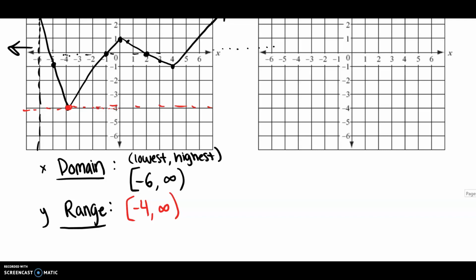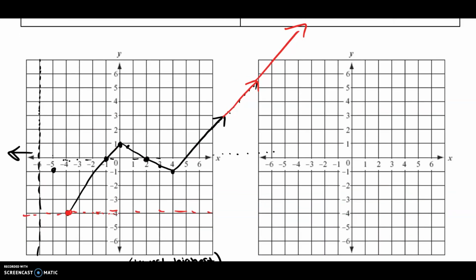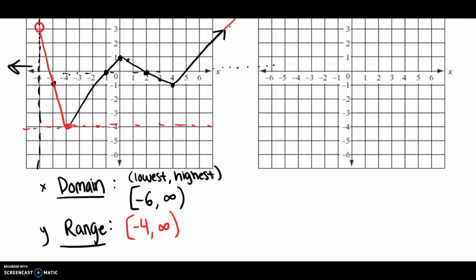Just a little tidbit of information: you may see some examples that aren't included, which is why I made sure to mention that. So let's say it looked like this, and you had an open circle there. Just like on a number line, you wouldn't include that value. So instead of a bracket, that would be a parenthesis. It just depends on what you have in your graph. I filled that in, so that is part of our domain.